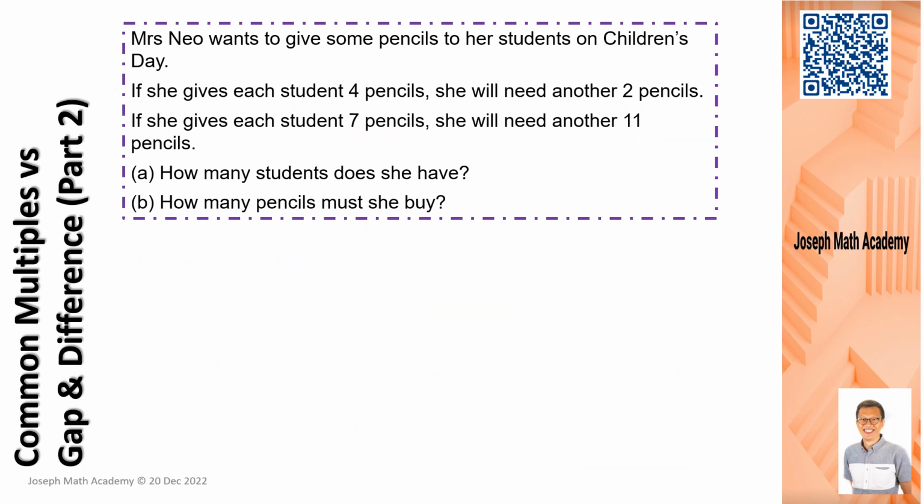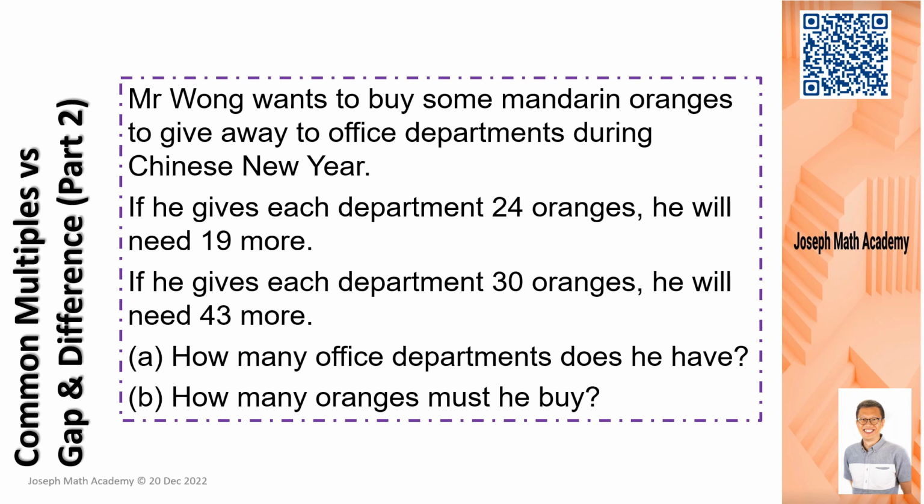Let's take a look at this question. Mr. Wong wants to buy some Mandarin oranges to give away to office departments during Chinese New Year. Now, if he gives each department 24 oranges, he will need 19 more. If he gives away 30 oranges to each department, he will need 43 more. The numbers are very huge. Okay, so giving 24 each needs 19. Giving 30 each needs 43.